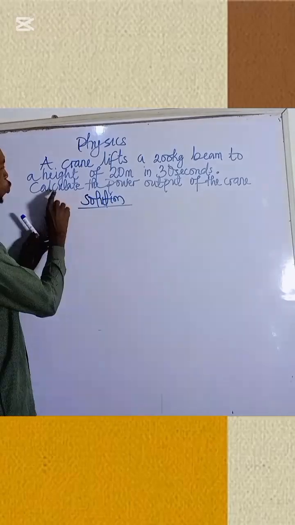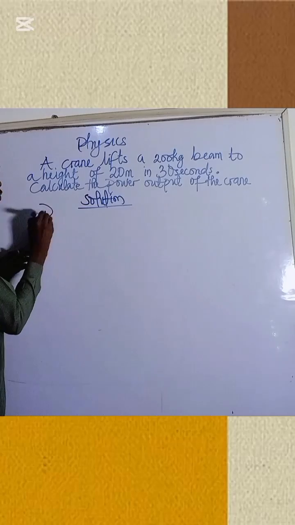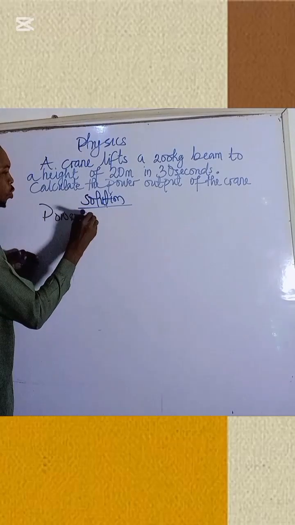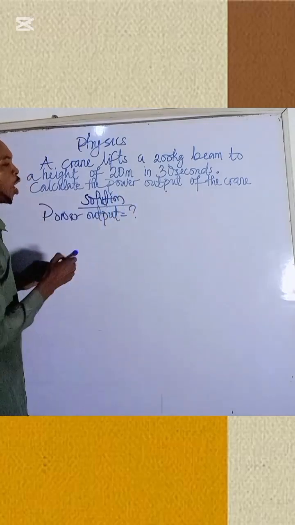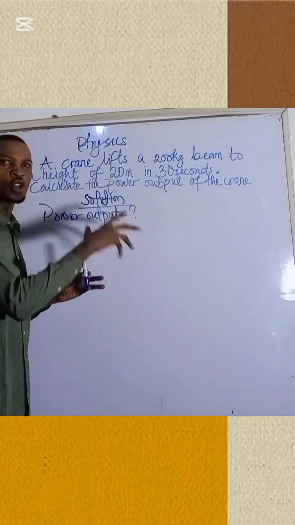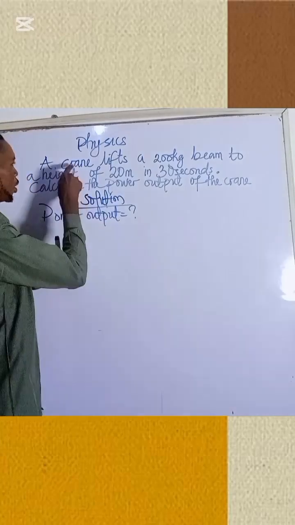Now, if you look at the question, it says we should calculate the power output. So from the question, you have to calculate the what? The power output. So you write it down as power output, unknown. Then you read the question again, and write out what is given to you. So let's take it again.